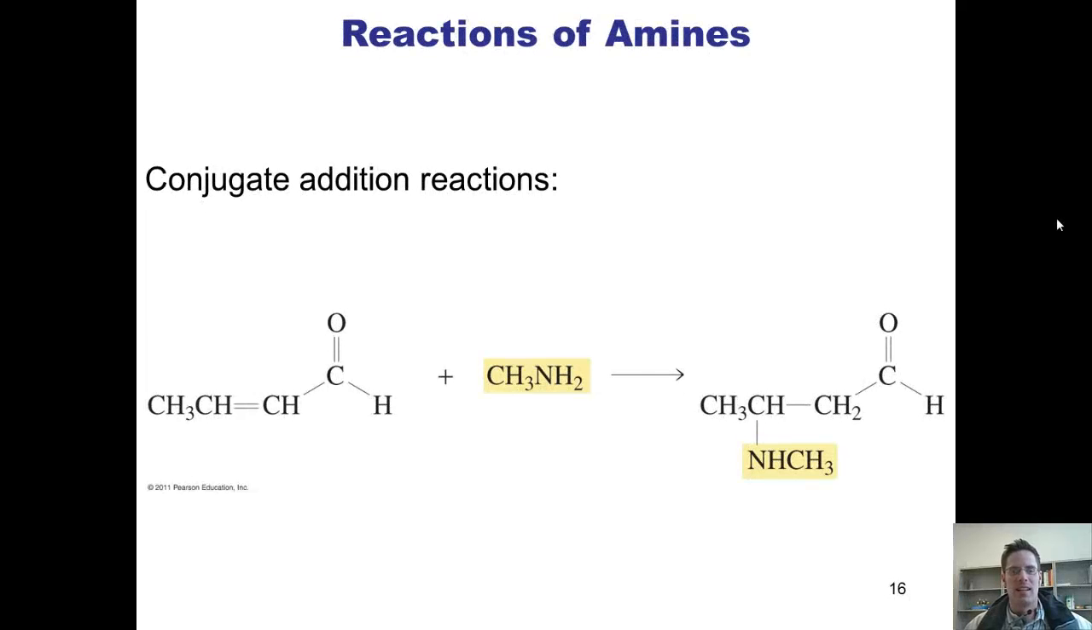And now to our second lecture on amines. Amines can also do conjugate addition, which we introduced back at the end of chapter 18.